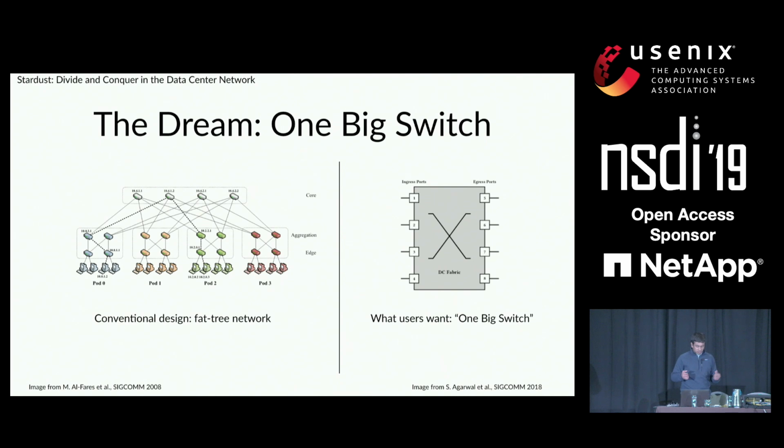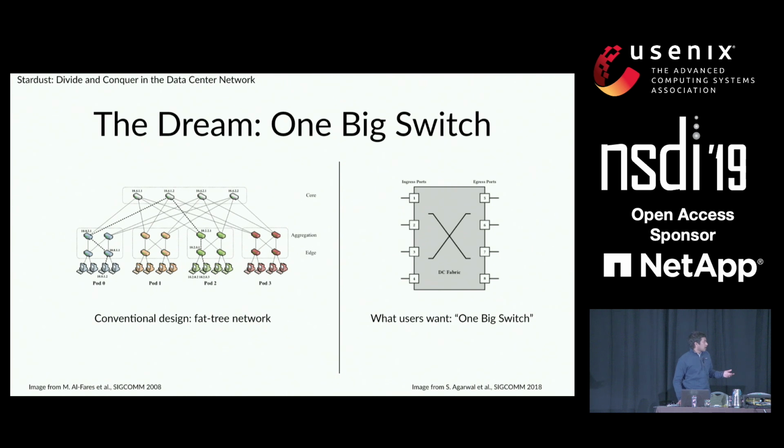So the dream is that servers can communicate across the network, and the only bottlenecks that they run into is when two servers want to talk to the same other server. The data center network architecture on the left, the traditional fat tree architecture, doesn't really get us to this abstraction. There's an entire line of work on load balancing, or deciding how we should route packets along this data center network so that we get as close to the one big switch abstraction as possible.